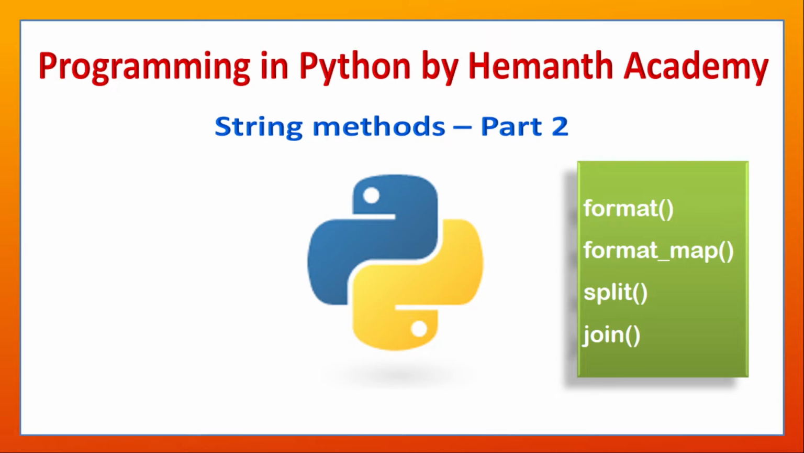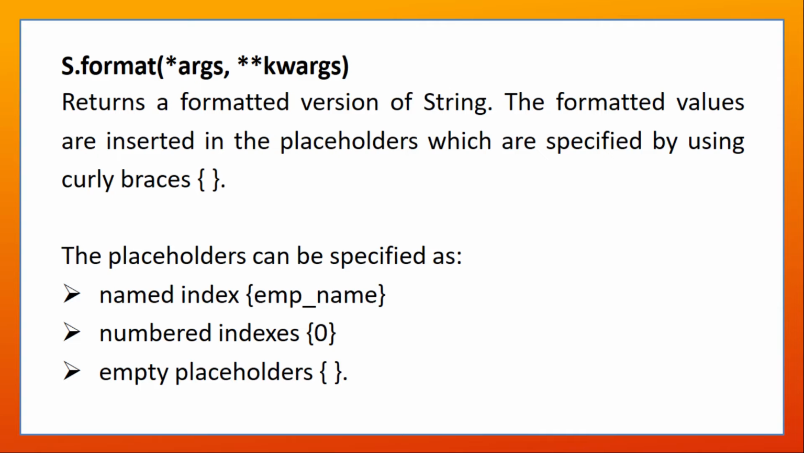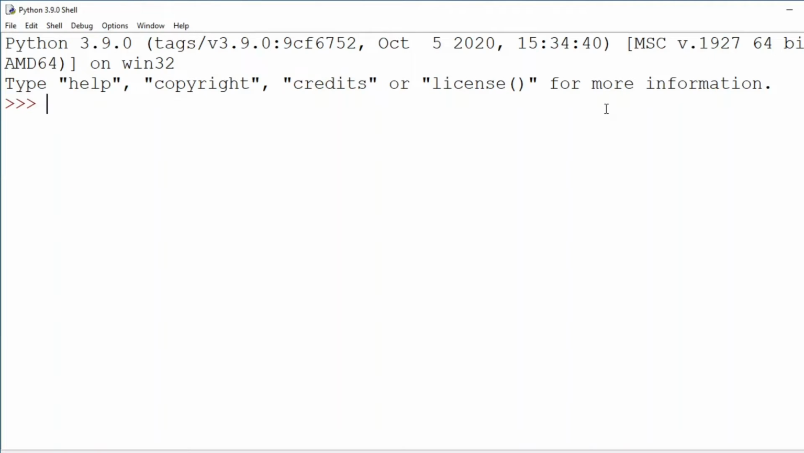In this session, we are going to see the string methods format, format map, split and join. The format method returns a formatted version of string. The formatted values are inserted in the placeholder which are specified by using curly braces. The placeholder can be specified as named index, numbered index or empty placeholders. Let us see this in practice.